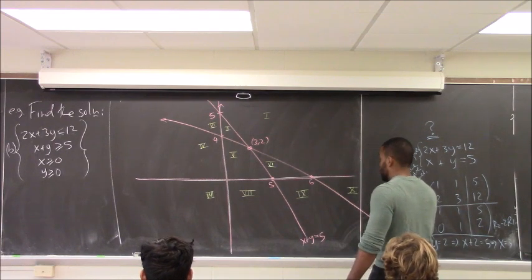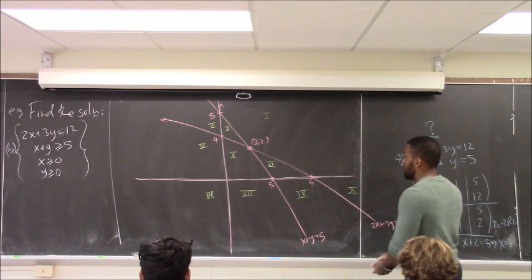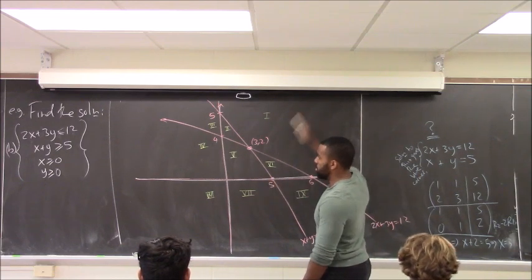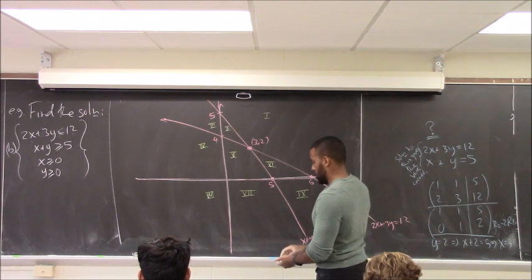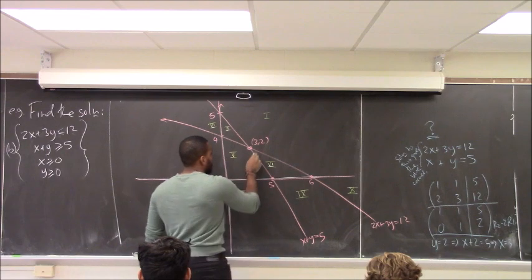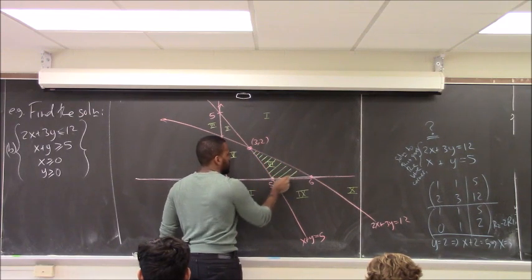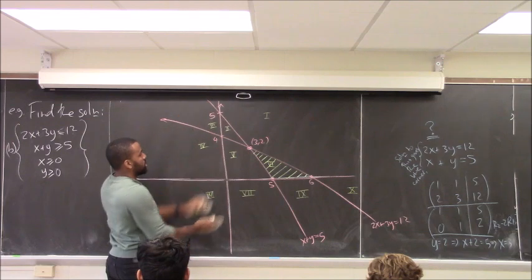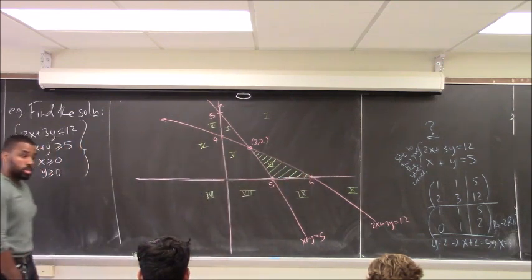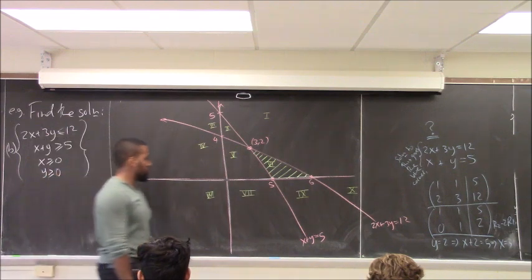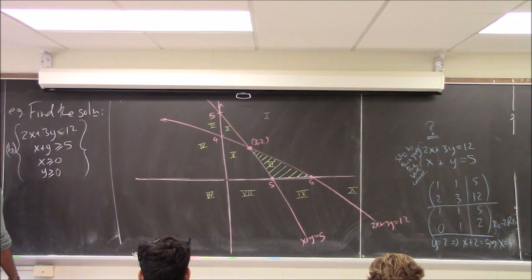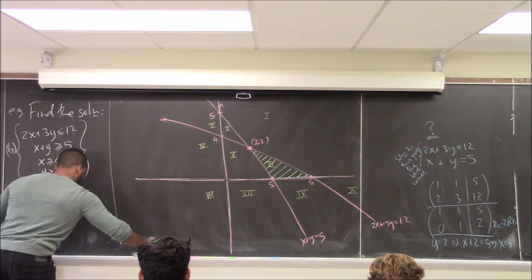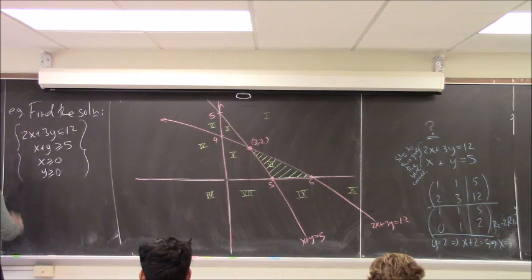This is 2x plus 3y equals 12. Now I want to be above this line, but at the same time below that line. And so yeah, 6. I also want to be above the horizontal and to the right of the vertical, so that's my feasible region for this one. So your answer to B should look like that.